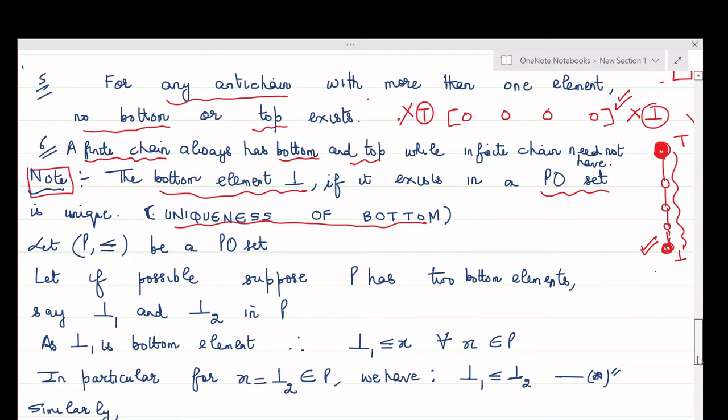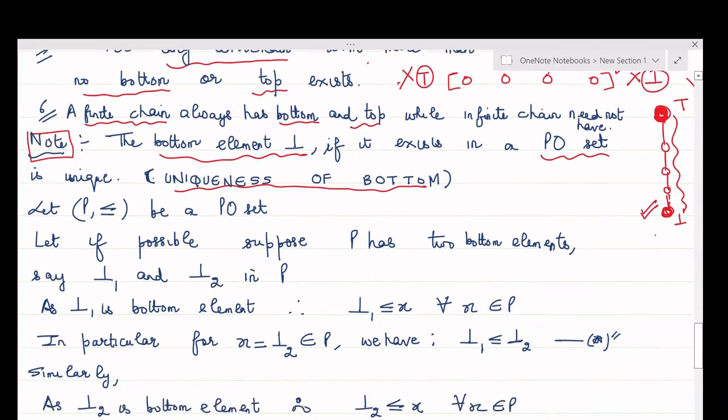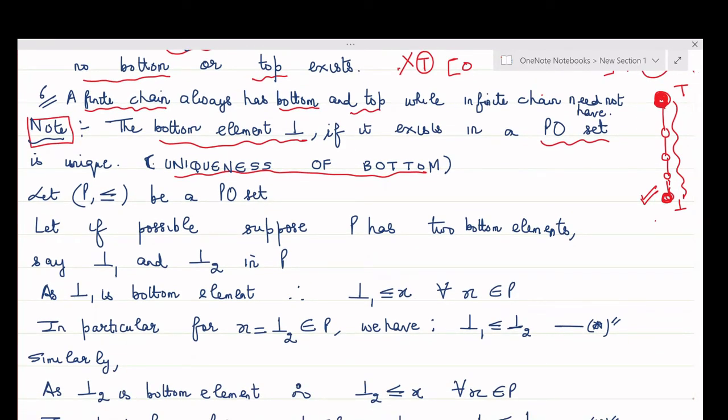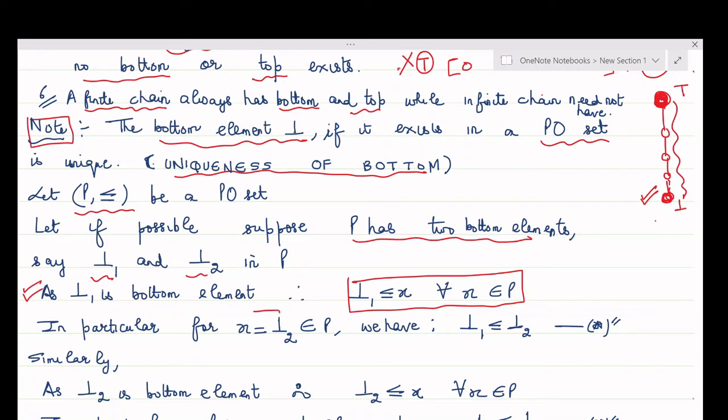So the proof is again similar to the proof that we did for establishing uniqueness of the top element. If you take P, less than or equal to, to be any PO set, and if possible, we suppose that P has two bottom elements, let's say these bottom elements are inverted T1 and inverted T2. In the end, of course, we will show that inverted T1 and inverted T2 are both the same. But if inverted T1 is a bottom element, then by definition, inverted T1 should be smaller than all the elements X of P. In particular, if you take X as inverted T2, then this statement is also true.